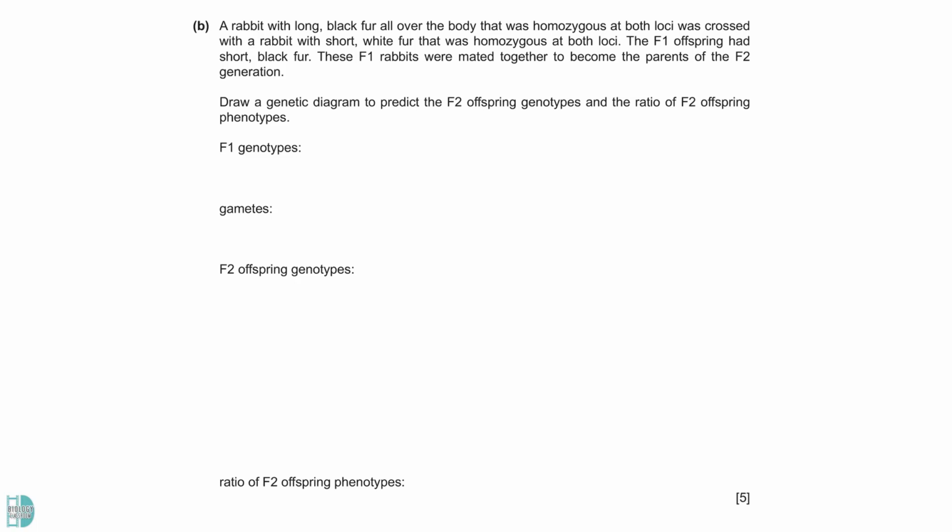Question B wants you to draw a genetic diagram. There are 2 crosses involved, but you only have to draw the second one. The first cross is between a homozygous long and black fur rabbit and a homozygous short white fur rabbit. All of the offspring produced have the same genotype, AaBb.